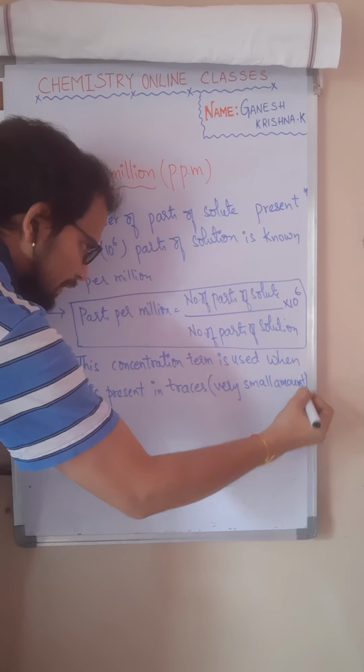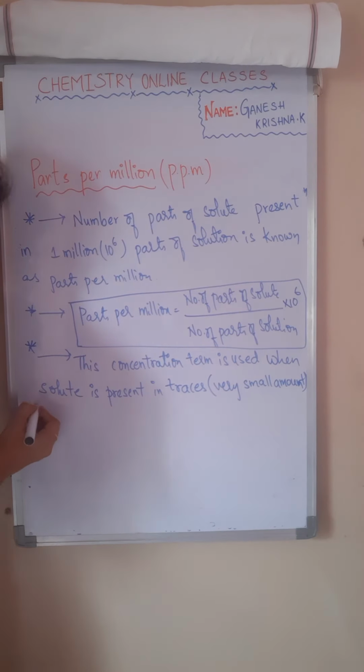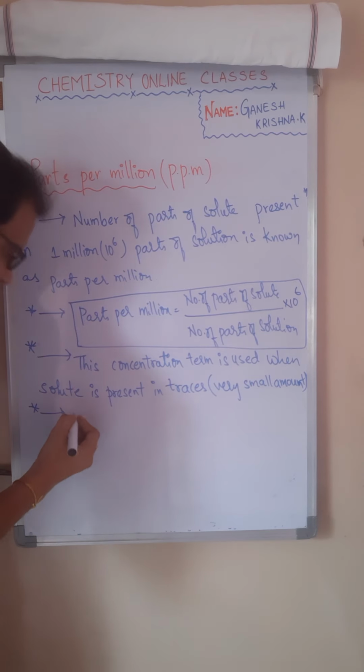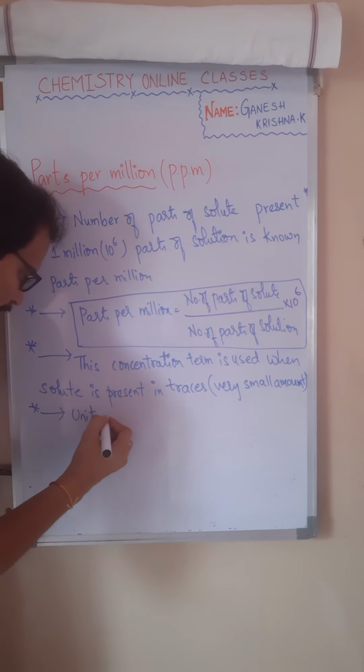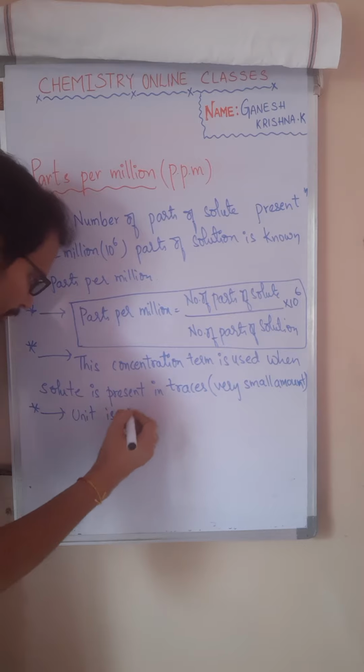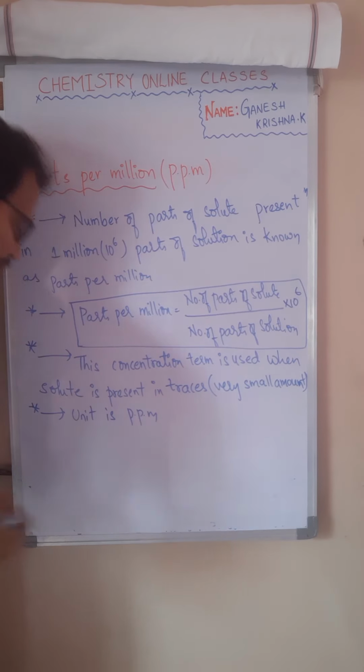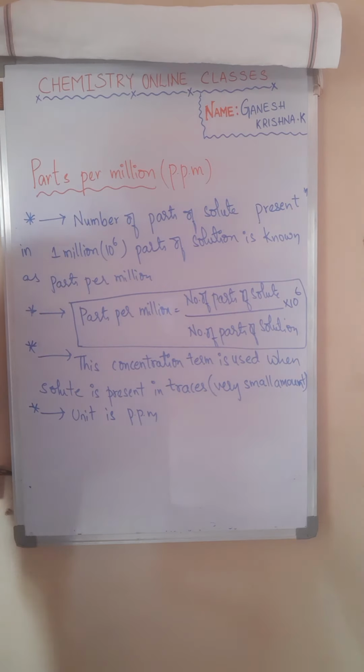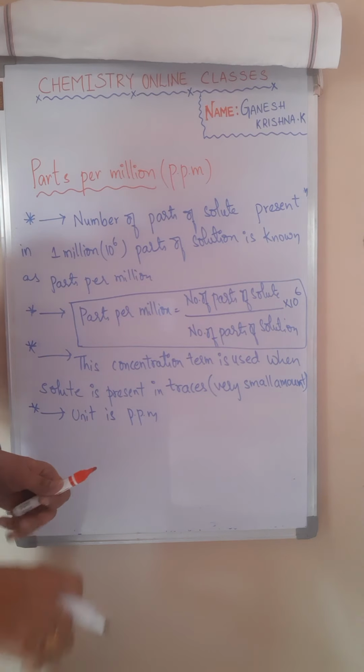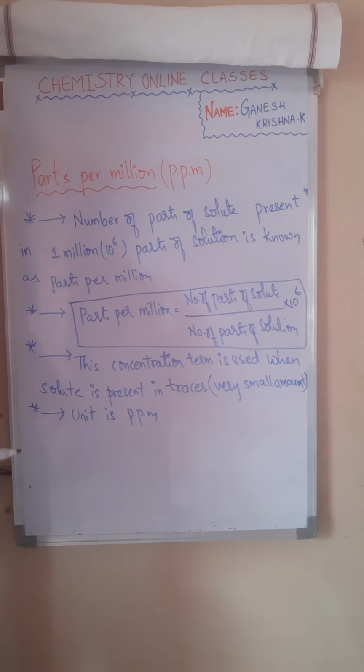Okay, that is the meaning, right? And what is the unit of this parts per million? The unit is ppm. ppm itself is taken as the unit for parts per million. Similarly, we have another concentration term called parts per billion.